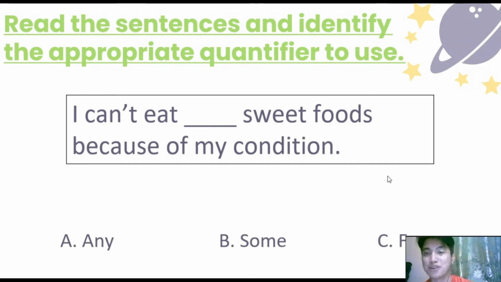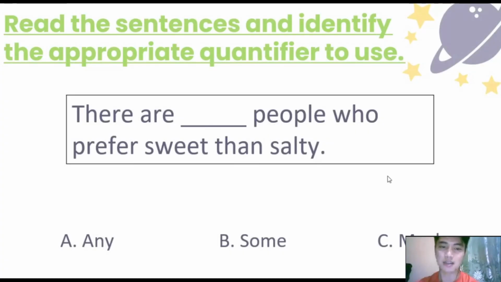Okay, let's see if your answer is correct. I can't eat any sweet foods because of my condition. Gian is right. We use any here because the sentence is negative because of the word can't. Thank you very much, Gian. Let's proceed to our next sentence. Is Lyra here?